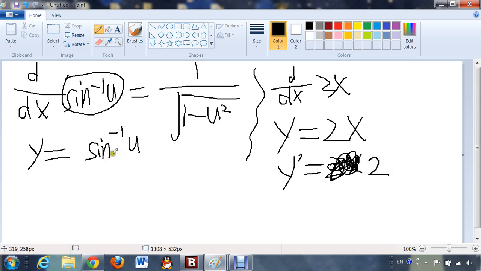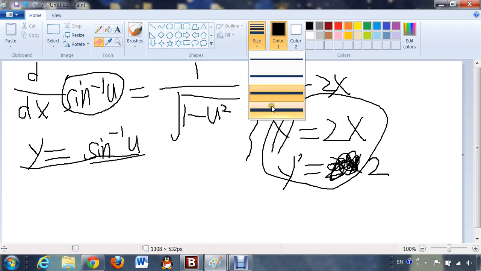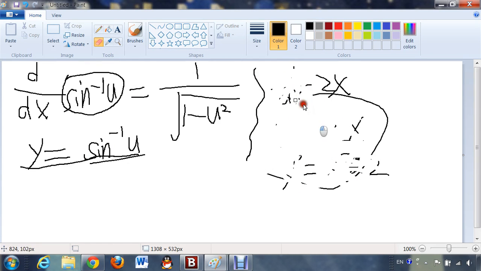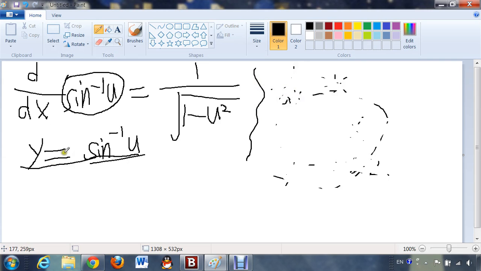And the derivative of sine inverse is pretty similar to this. We're taking the derivative of this function here, but with a little bit more to do. Let me erase this real quick. So to take the derivative of this one, we will have to move something around first.